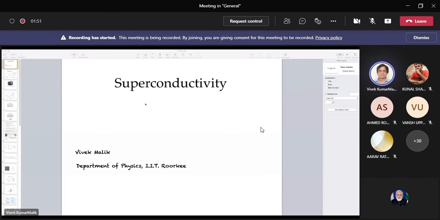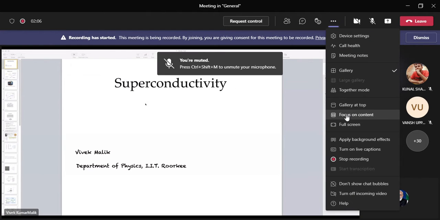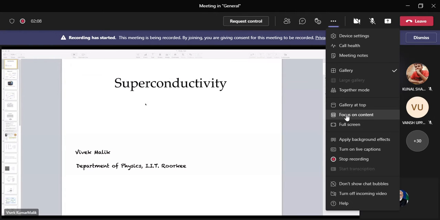And then I'll proceed. What are the current challenges with superconductivity? What is high temperature superconductivity, and how is it important, or what are the current issues associated with this phenomenon?